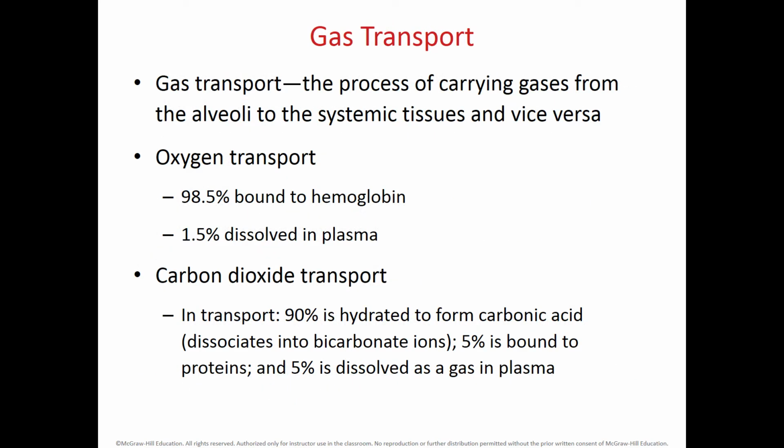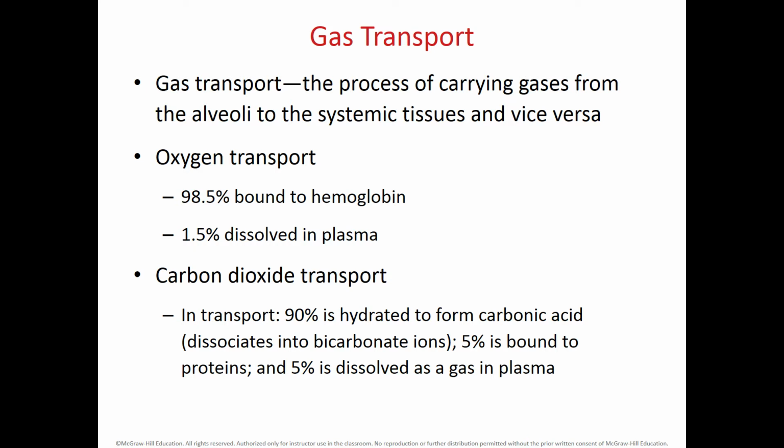Now, transport of gases happens through the blood. Oxygen is transported 98.5% bound to hemoglobin. And 1.5% of the oxygen will be dissolved in the plasma, and it will form something that we call the partial pressure of oxygen, or PO2.